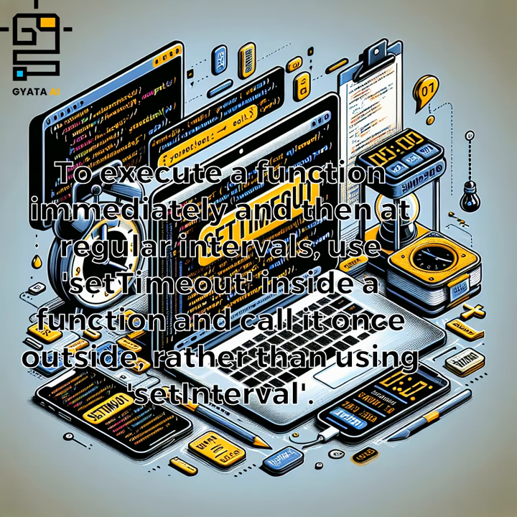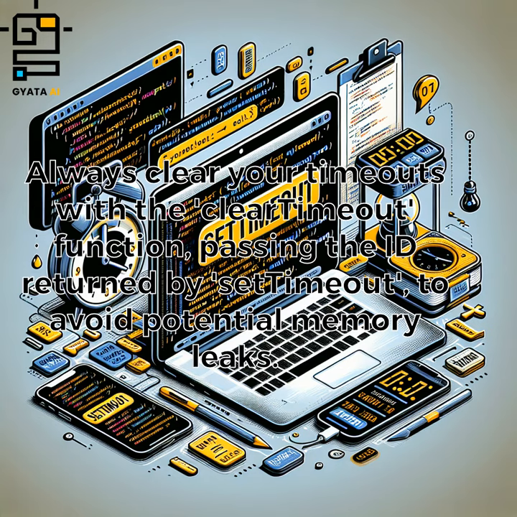Tips and tricks. To execute a function immediately and then at regular intervals, use setTimeout inside a function and call it once outside, rather than using setInterval. Always clear your timeouts with the clearTimeout function, passing the ID returned by setTimeout, to avoid potential memory leaks.